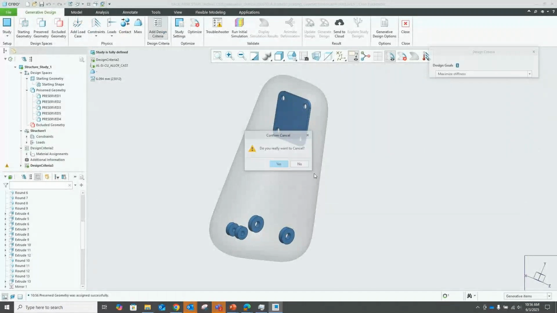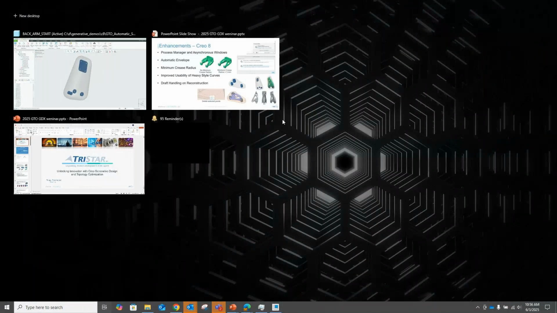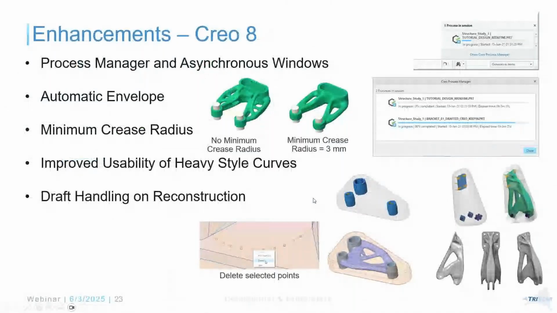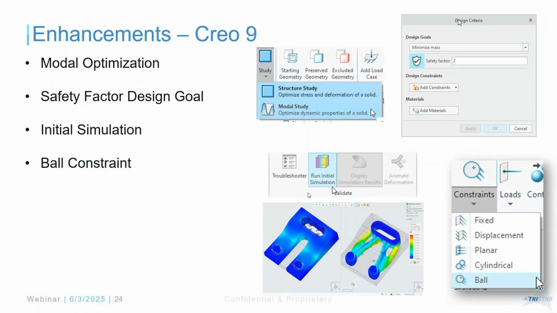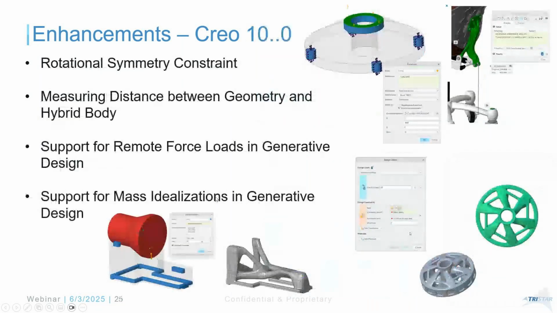But there are quite a lot of improvements like these that people are already using. Just a quick snapshot. I know we are running out of time here, but we do have the option to do modal, where I could say minimum frequency, or I could say minimize the mass, and these are the frequencies that I want. You can apply design goals based on structural or modal. Thermal is coming up only in Creo 12, right? And also additional things like rotational symmetry.